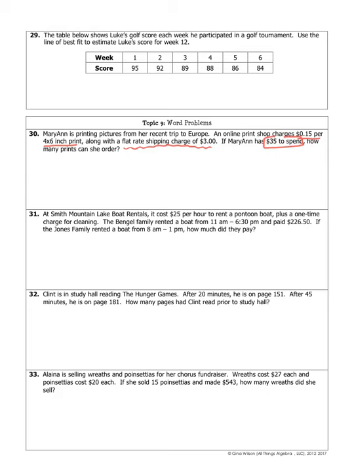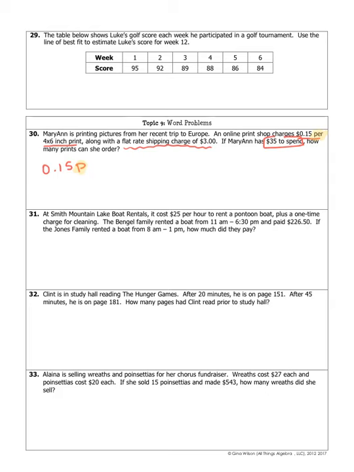So I know that she has to pay 15 dollars per print. Whenever you see that word per, you know that's where your variable will go after that. So 15 dollars per print.